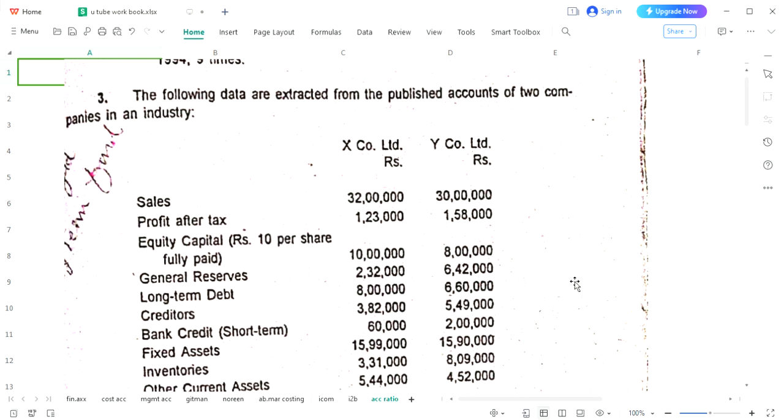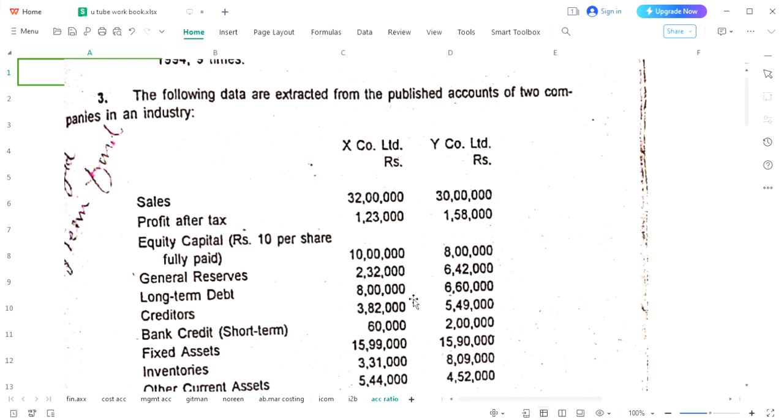Today's target is to solve question number 3. The chapter which we are related with is accounting ratios. Kindly note that this question is a little different from the previous questions. In the previous question, years were mentioned, year first and year second. That is why whenever an average was required, we calculated it.